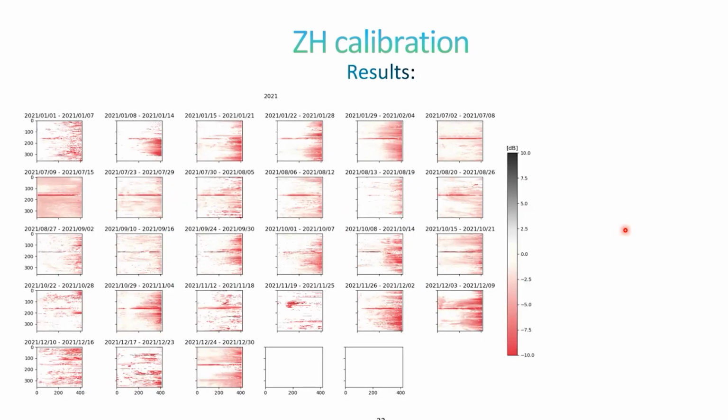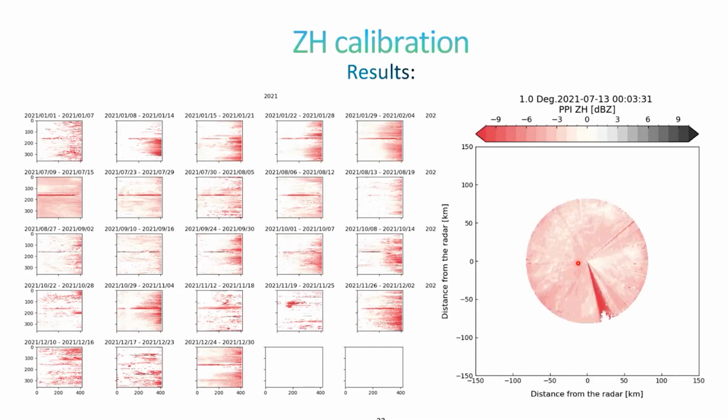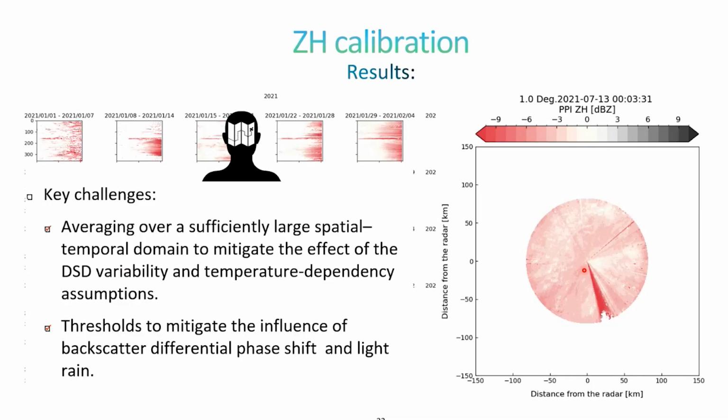You can see we can detect the partial beam blockage and the values of the offset in ZH. However, we're still struggling to find a proper averaging over a sufficiently large spatial and temporal domain to mitigate the effect of the DSD variability. And we also have to find proper thresholds to mitigate the influence of backscatter differential phase shift and light rain.